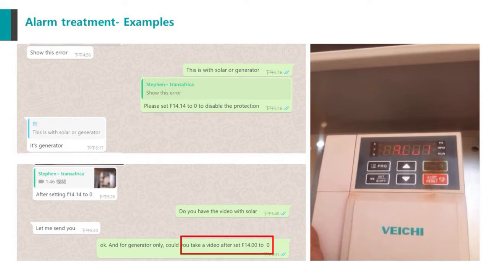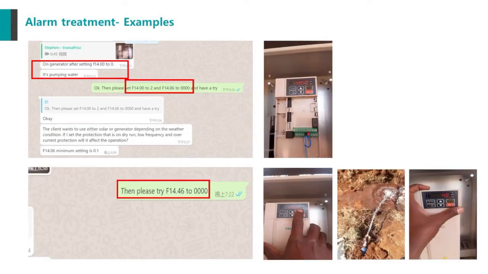This frequency is the frequency that is protected when the input power is not enough. And this mode is mainly different from the MPPT mode in the MPPT parameters. So I asked him to check the MPPT mode, and you could see I told him to set F14.00 to 2 and F14.06 to 0000. Actually, this time I made a mistake. It should be F14.46.